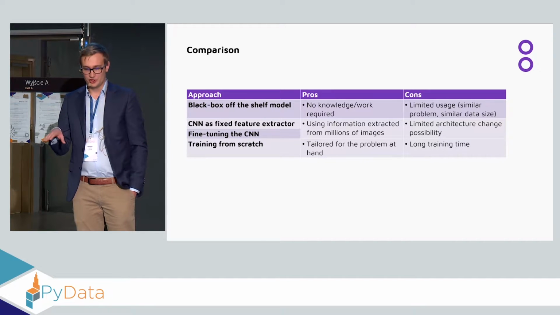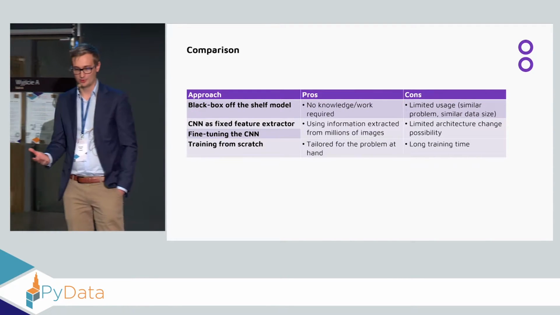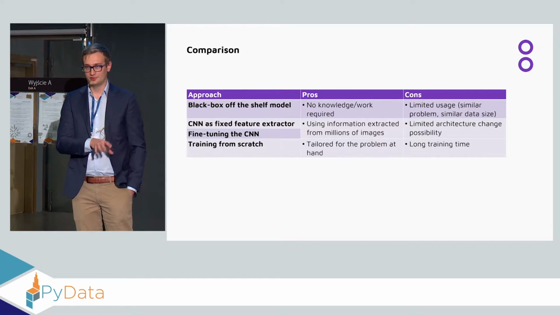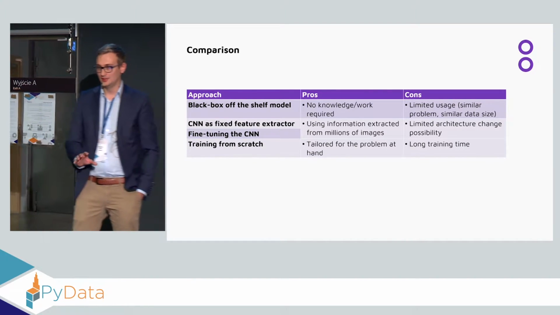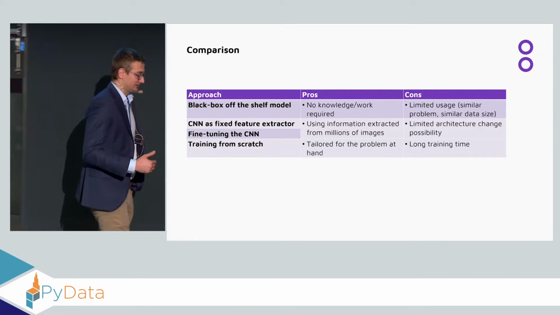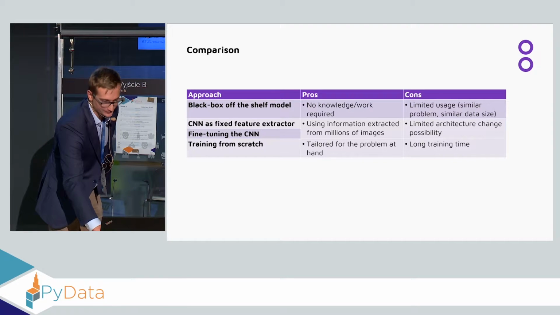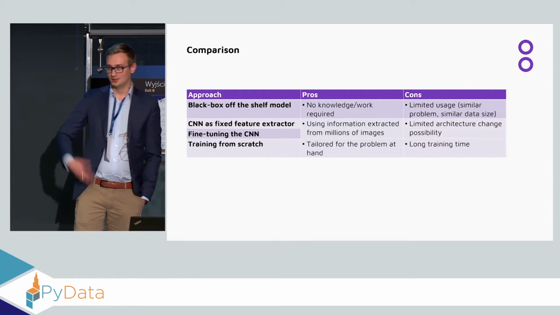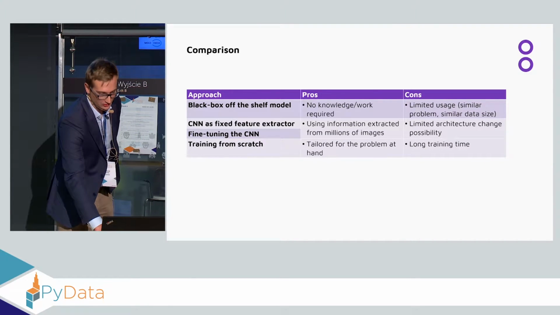Then feature extractor and fine-tuning, those are the transfer learning approaches. We can use information that is extracted from millions of photos. This is good. But still, the possibilities of changing the architecture are quite limited, because we cannot impact, for example, the convolutional layers and the architecture. And we can, of course, train something from scratch, so design our own architecture and simply use only our data.